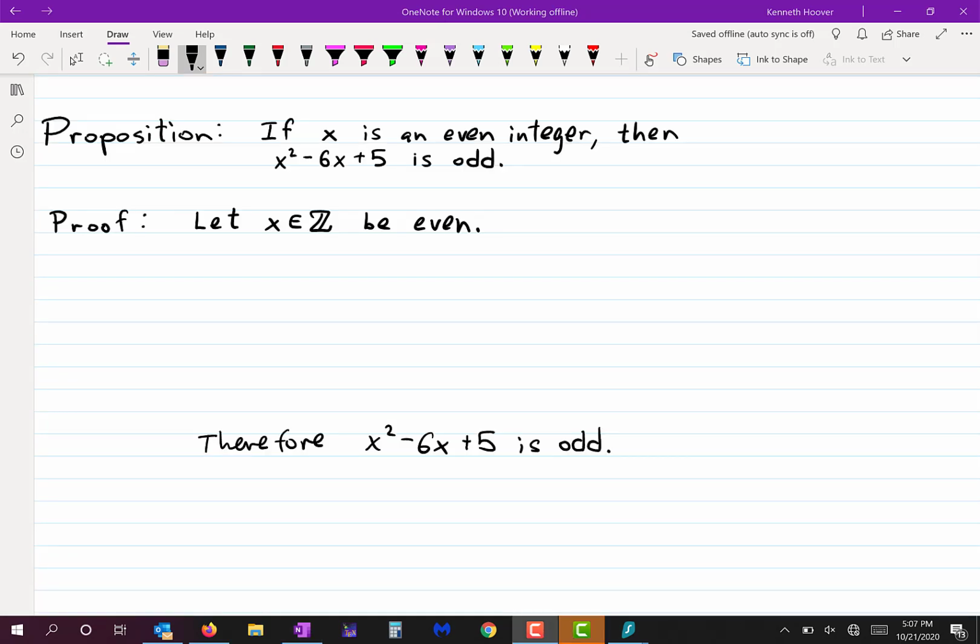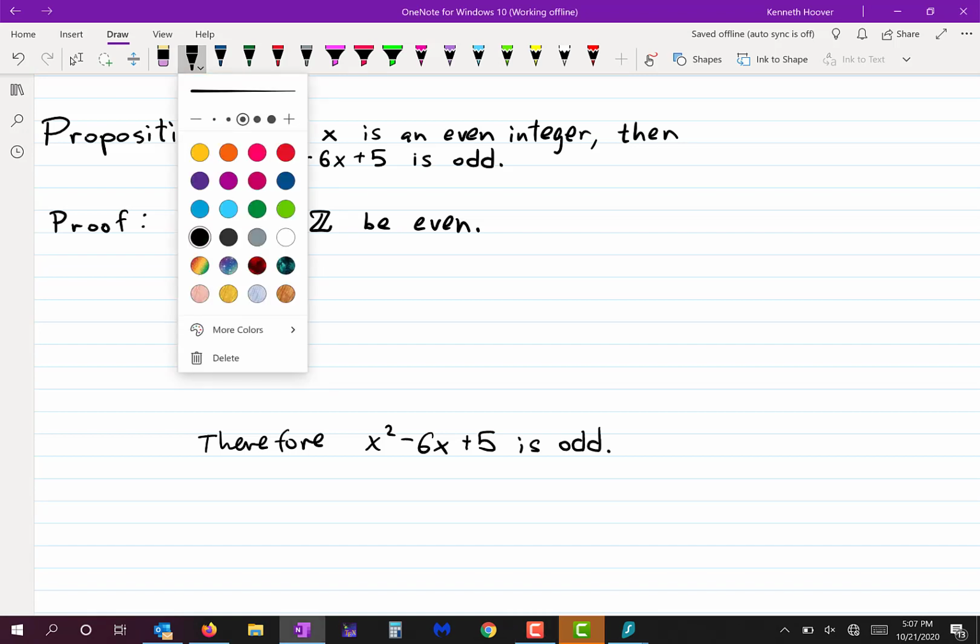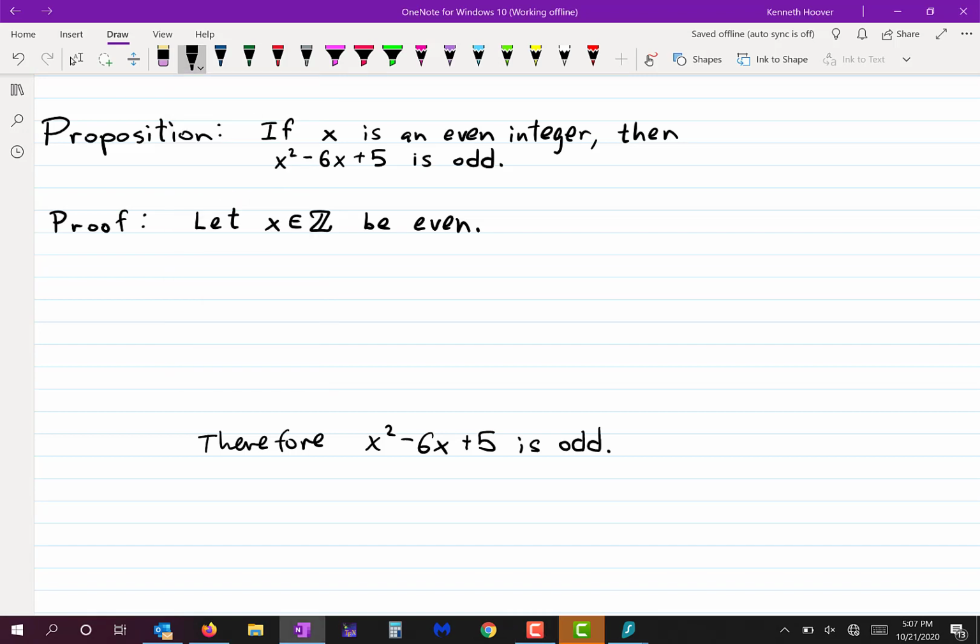Okay, now we need to figure out how to get from that first line to the last line, right? Let's take one step in each direction. From the top, we'll take a step down. Because x is even, what do I know about x? I know that it fits the definition of even, which is what? 2 times some integer. Okay?